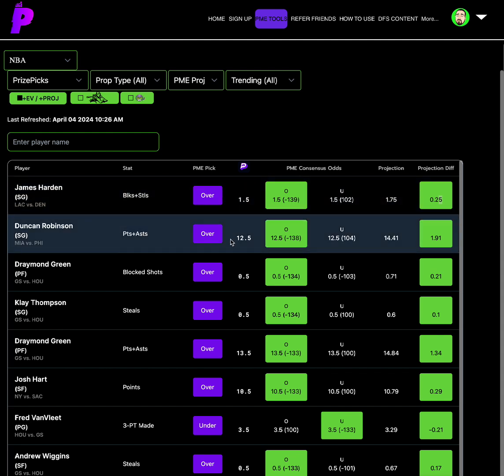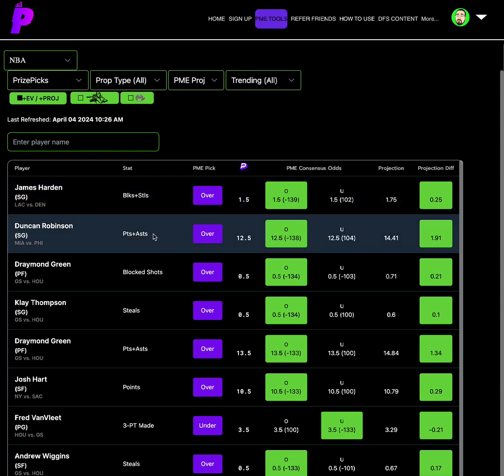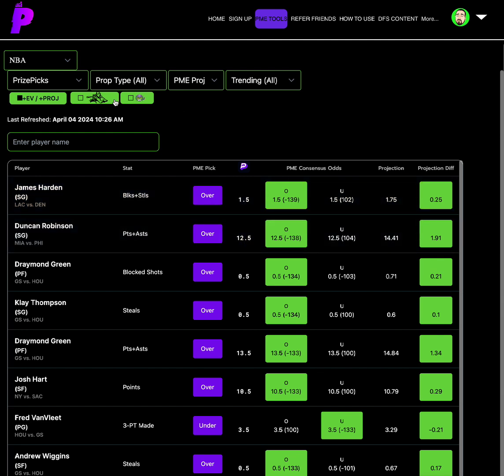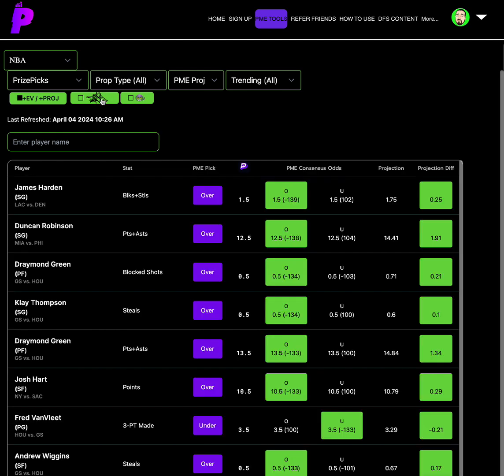Duncan Robinson points plus assists over 12.5. Minus 138 odds on the over. Solid. Projection of 14.41, a 1.91 projection differential. So James Harden blocks plus steals over 1.5. Duncan Robinson points plus assists over 12.5. And if any plays become a minus 140, they will be here as they were before.